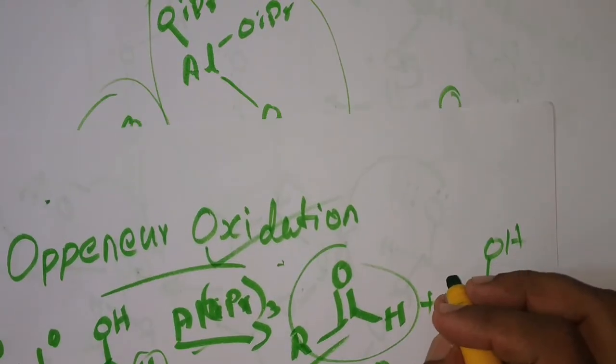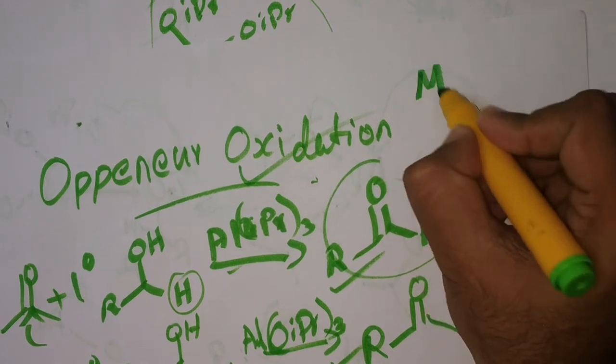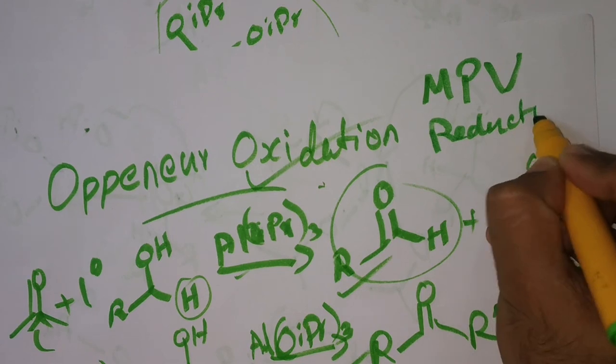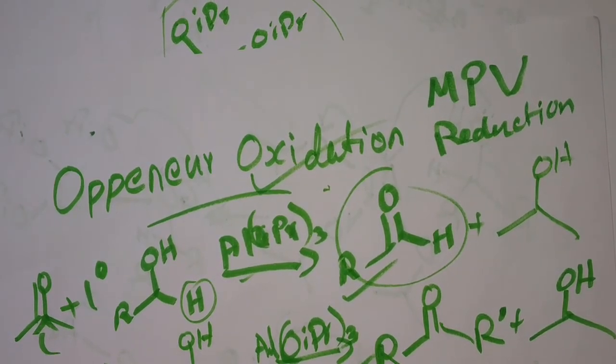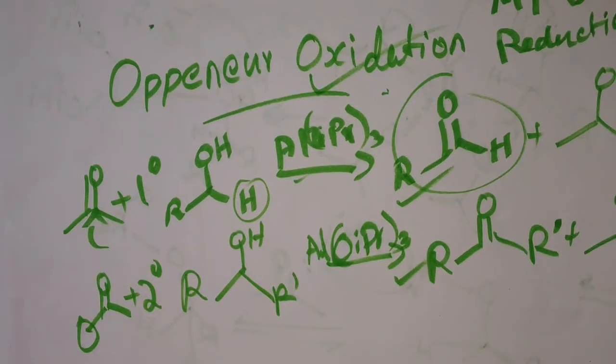If our desired product is alcohol, then we call it MPV reduction. So obviously that is reduction. Meerwein-Ponndorf-Verley reduction, MPV reduction. So I hope you understood the mechanism of Oppenauer oxidation and MPV reduction, so to say. Thank you.